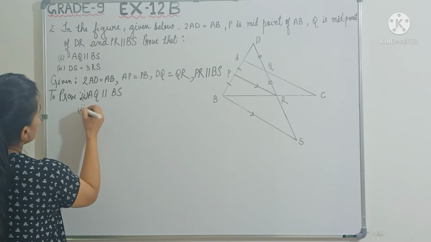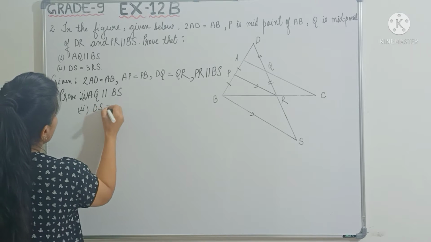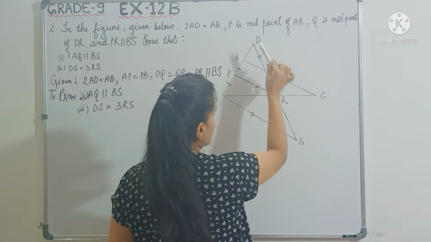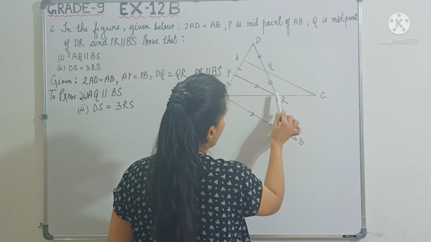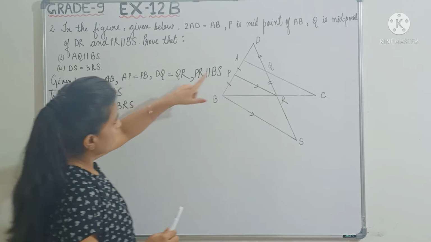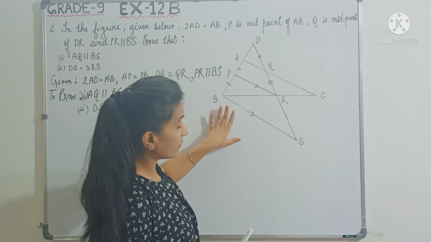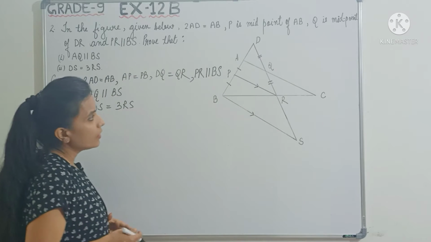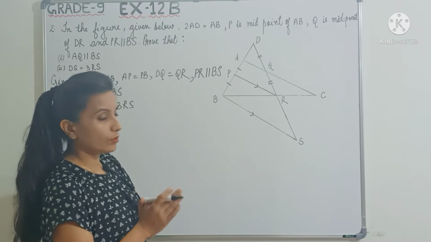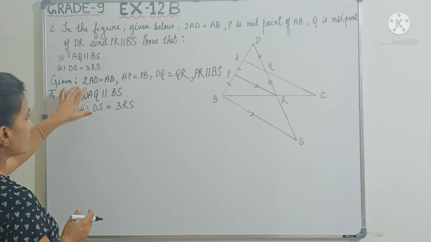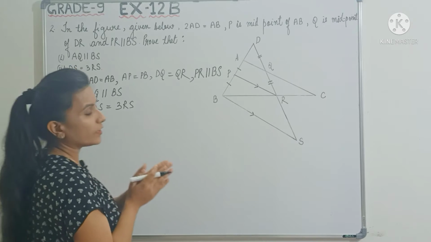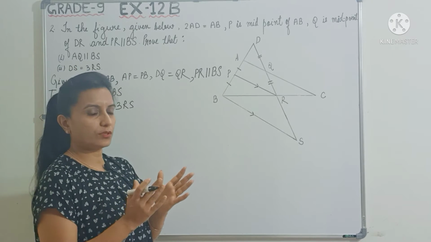And the second part which we have to prove is DS is equal to 3RS. Okay. So first we will prove AQ is parallel to BS. Now, how do we think about the question? Always focus on whatever is given and what you have to prove. Always you have to switch your mind between these two.